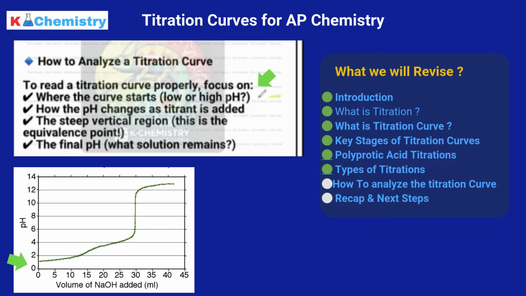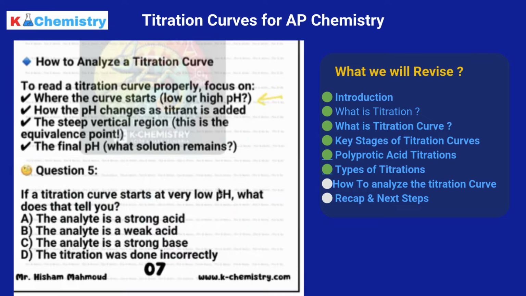The second thing to look at is how the pH changes as the titrant is added. The steep vertical region is the equivalence point. Is this a gradual change or a sudden change? The third thing is the final pH where the solution remains. It is either very high because it is a strong base, or it is a weak base, so it's a little bit low, just higher than 7.